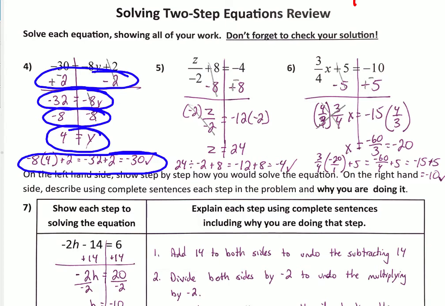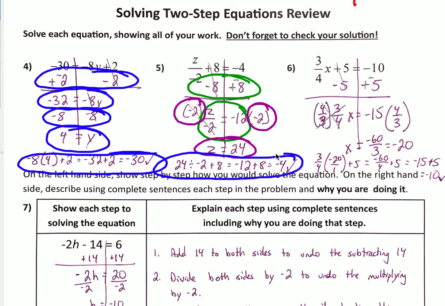For the next one, did you subtract 8 from both sides? Did you rewrite the equation after the first step? Did you show me that you multiplied both sides by negative 2? And then did you get the correct answer and write that out? Last step, did you do your check? Each of those things is worth points when I go to grade this.